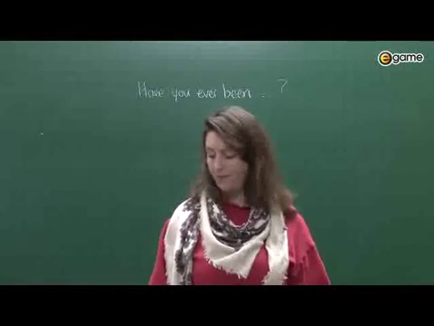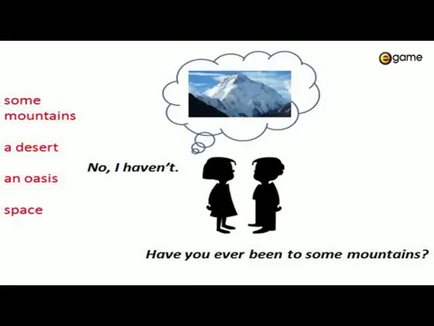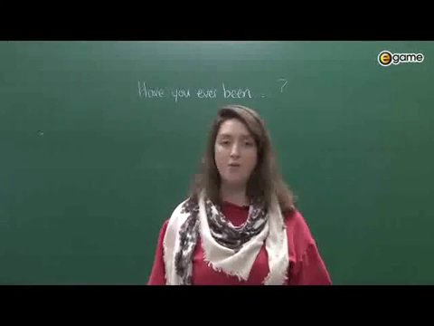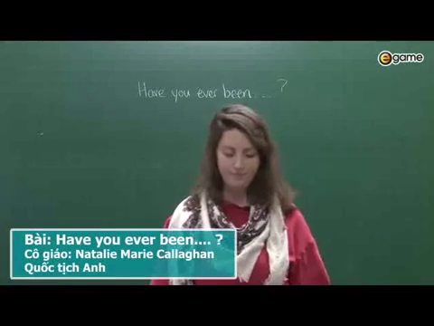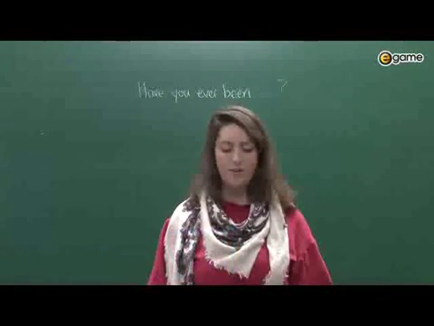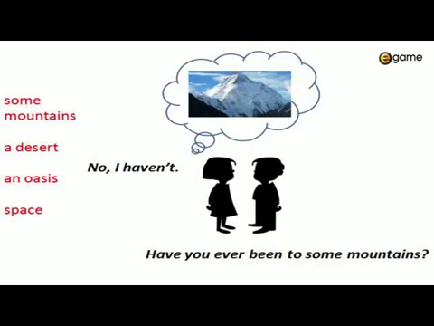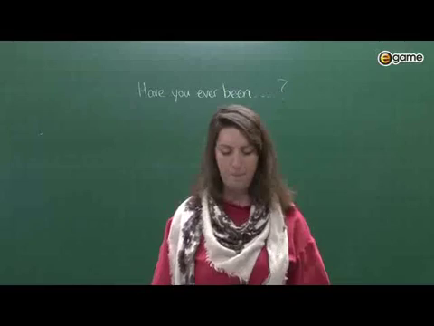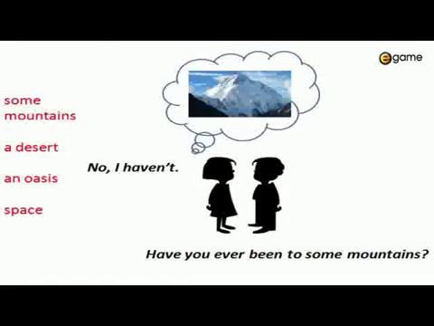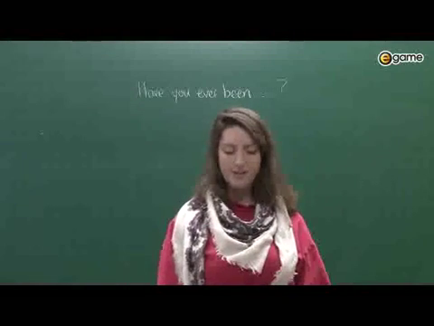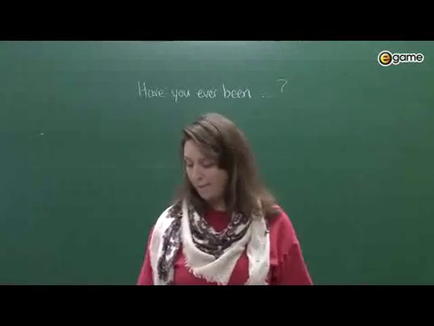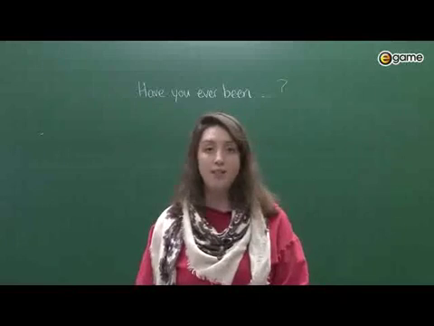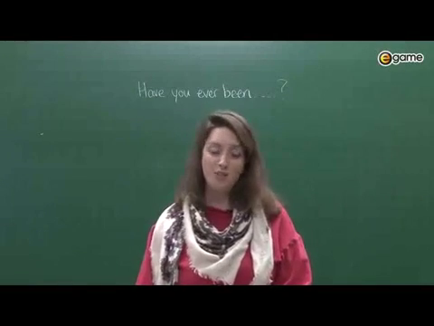And finally, we can see a picture of some mountains. And the girl is saying, no, I haven't. But can you ask the question? The answer is, have you ever been to some mountains? And the girl says, no, I haven't. Okay, so there's how to use ever when using the present perfect to ask a question to someone.